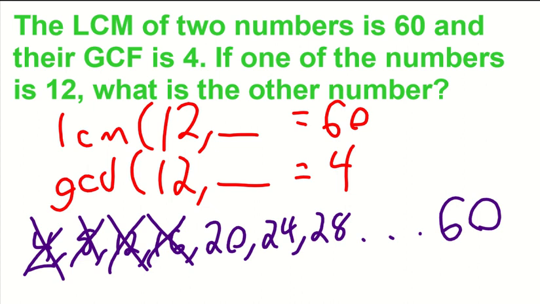See how I'm just going down the list, right? I'm eliminating the ones that don't go into the least common multiple there. So if we try 20, what's the least common multiple of 12 and 20? 60. So then we try the greatest common factor. Greatest common factor, 4. Hey, there's the answer then. Okay?